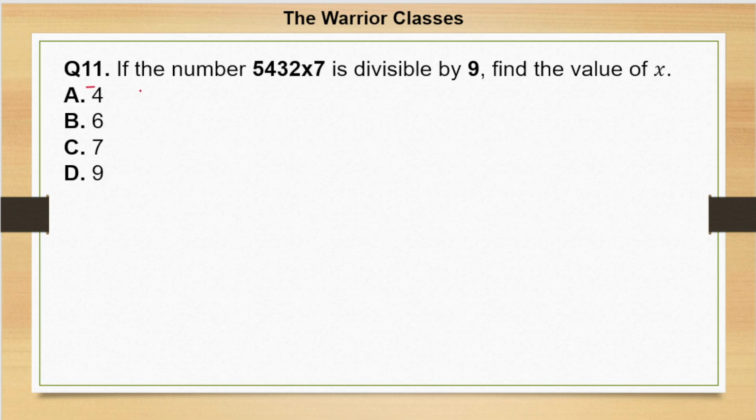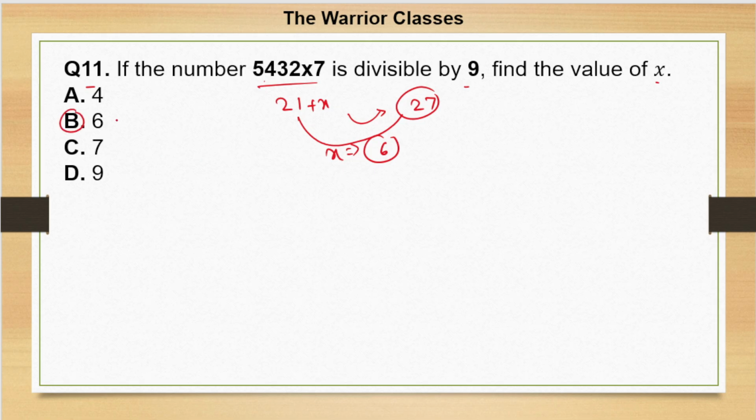Question number 11. If the number 5, 4, 3, 2, x, 7 is divisible by 9, find the value of x. Now the sum of digits of this number: 5 and 4 is 9, 9 and 3 is 12, 12 and 2 is 14, 14 and 7 is 21. So it is 21 plus x. Now the next multiple of 9 after 21 is 9 threes are 27. So 27 minus 21 will be 6. So the correct answer for the value of x will be 6. So option number B, 6, is our correct answer.